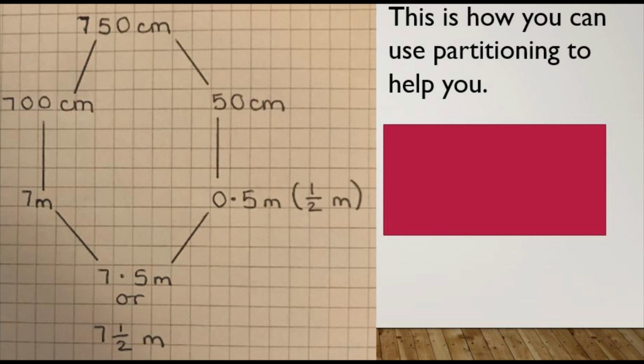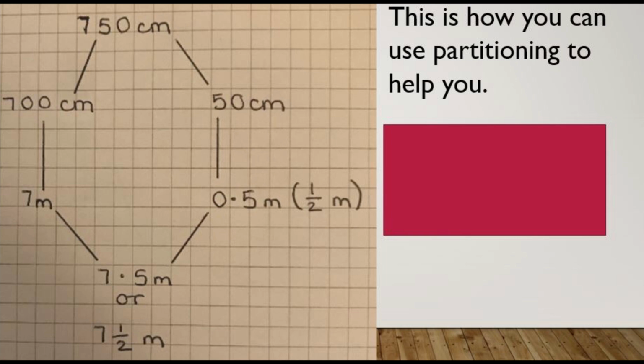So if I know that 100 centimetres is 1 metre, 200 centimetres is 2 metres, 300 centimetres is 3 metres, I know that 700 centimetres is 7 metres, and you can see that I've written that on there. Then I've gone to my 50 centimetres. Well, if I know that 100 centimetres is 1 metre, then 50 centimetres is half a metre. And you can also write that as a decimal, which would be 0.5 metres.